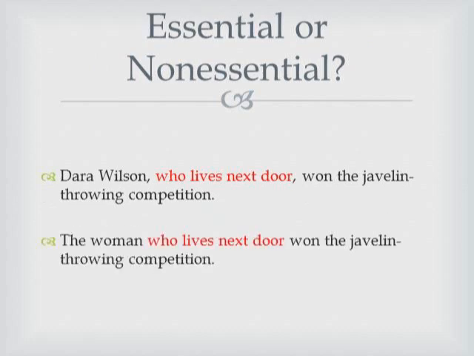Now, if it had said, the woman who lives next door won the javelin throwing competition, we'd have a different situation. Here, who lives next door is telling us which woman won the javelin throwing competition. It's not the woman across the street, it's not the woman down the hall, it's the woman who lives next door. In the previous sentence, we had a specific person, a name, and so we didn't need an identifier. Here, the woman who lives next door, that information is identifying which woman. It's essential information, so we do not need commas.